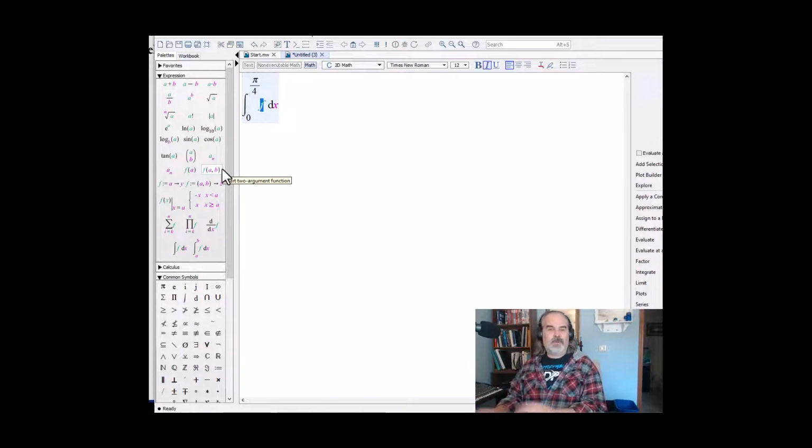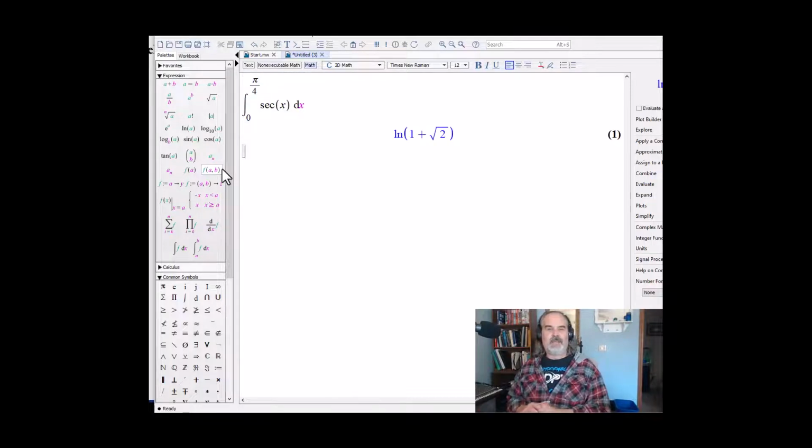I'm using Maple. You can type this into Wolfram Alpha if you would like, or anything else you happen to have handy. But here we go, integral from 0 to pi over 4 of secant of x, and we get the natural log of 1 plus the square root of 2. So that should be the final value for that integral.